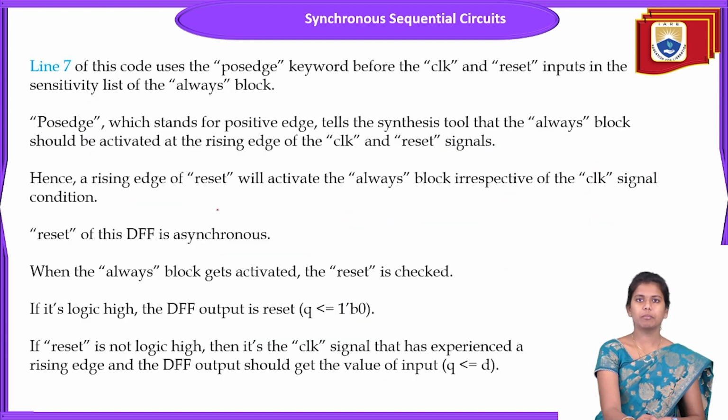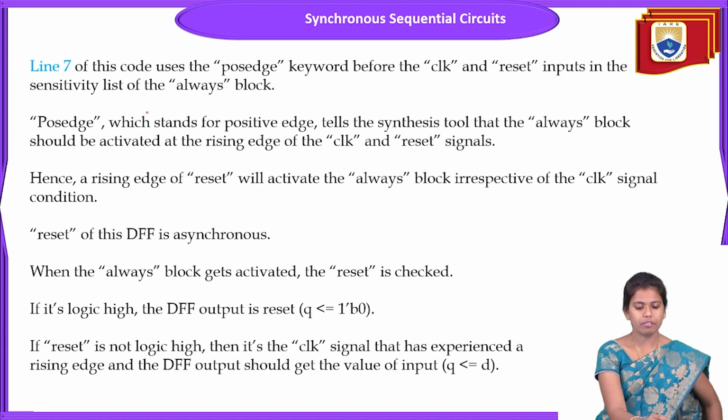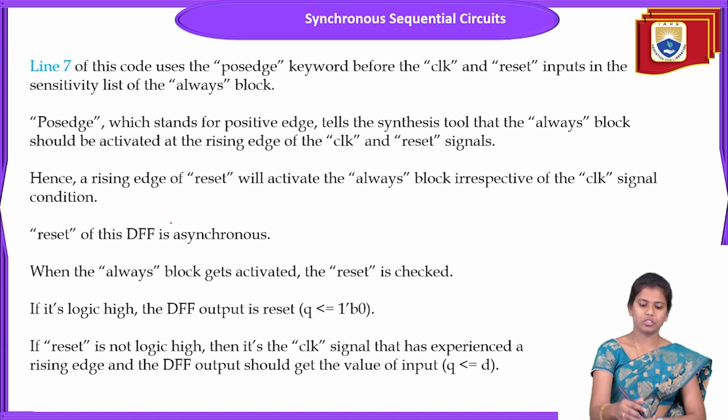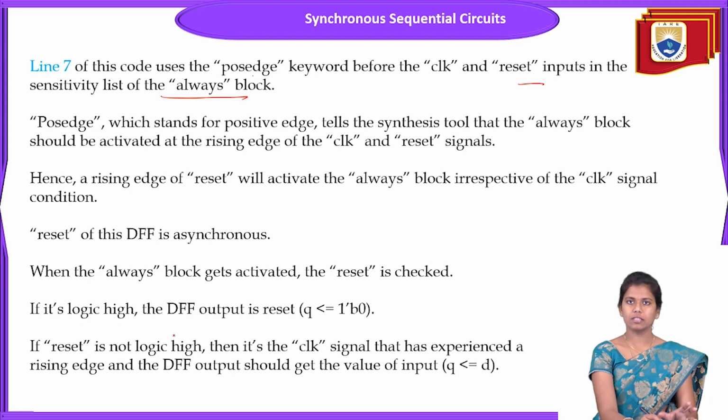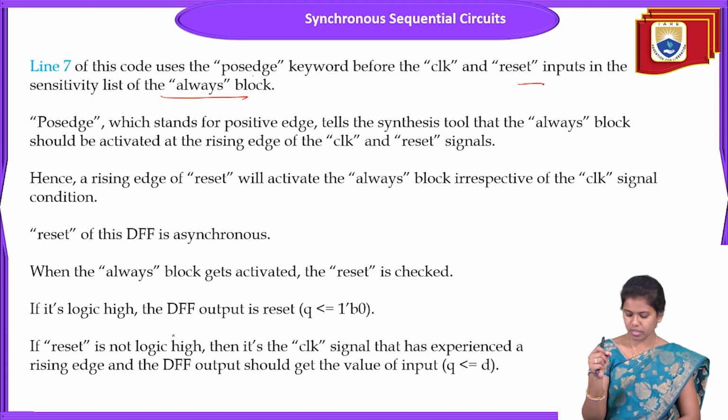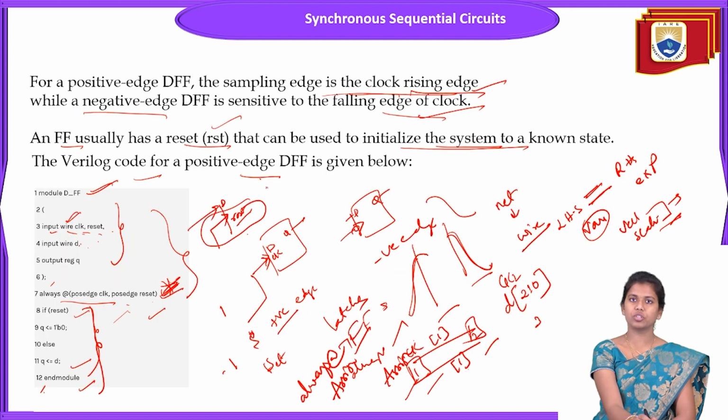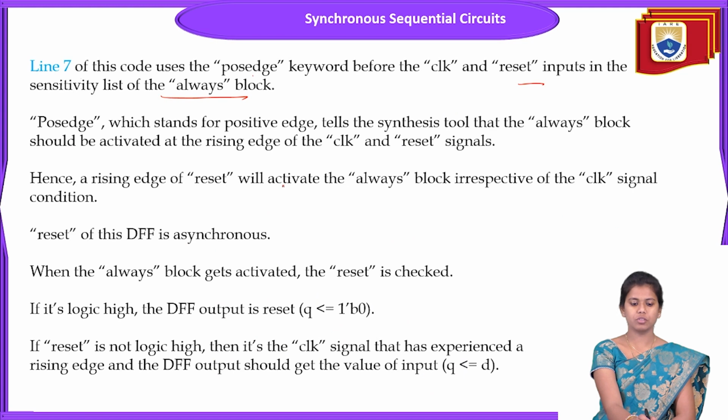And here, this is the explanation. Line 7 of the code uses the positive edge keyword before the clock and reset inputs, in the sensitivity list of the always block. As I said, we are writing this code in behavioral modeling, so obviously we have to represent the always at the rate. And the code that we are writing is under edge triggering, so it is under the positive edge triggering of the D flip-flop. That is what we are representing in line 7.